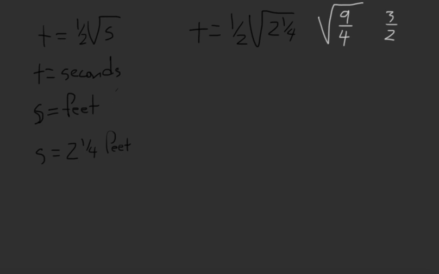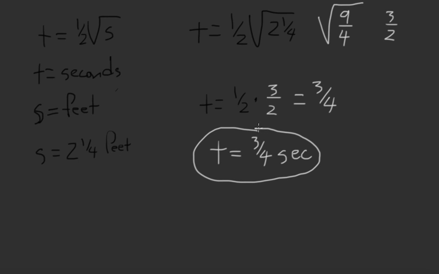And so then we have T equals 1/2 times 3 halves, which turns into 3/4. So that means that T equals 3/4, and it's time in seconds. So the person is in the air 3/4 of a second. So if a person jumps 2 1/4 feet, they're in the air for 3/4 of a second. Not very long, but there you have it. That's how long they're in the air.